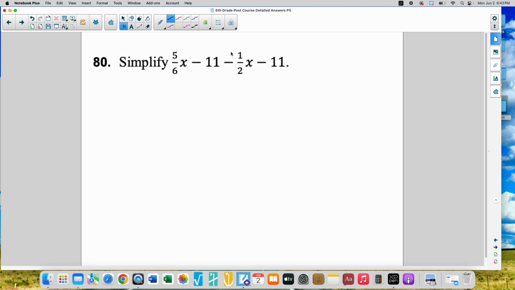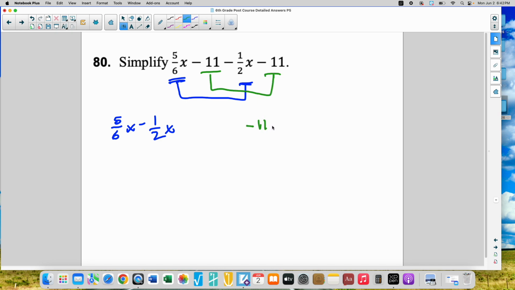Simplify. Okay, so we have variables and we have constants. The two variable terms are like terms, they have the same variable to the same exponent. So we have 5/6 x minus 1/2 x. And then the other like terms are the constants. Negative 11 minus 11. That's an easy one to do.